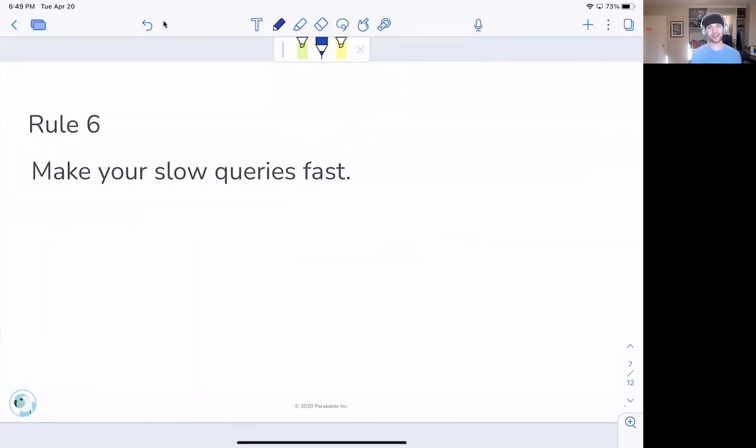Make your slow queries fast. This is another thing that I had heard and just didn't really appreciate. I would think, okay, I've got 10,000 queries in this database. I've got some slow queries, but they only make up a couple percentage of the overall query time being sent to this database. They're not important.